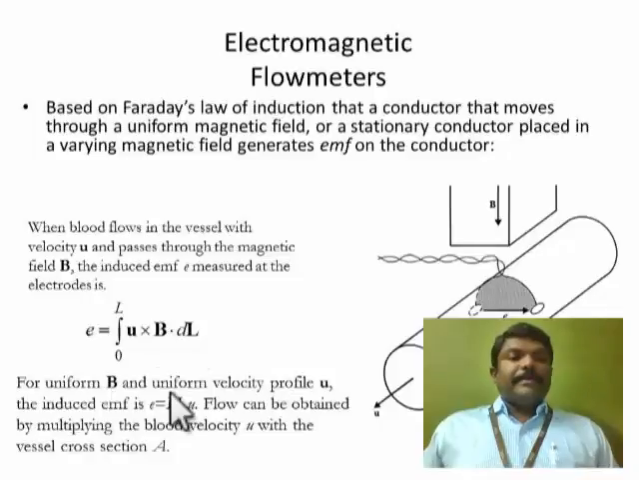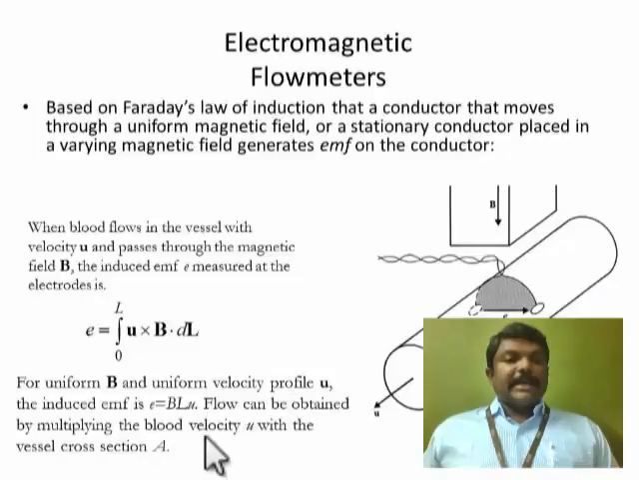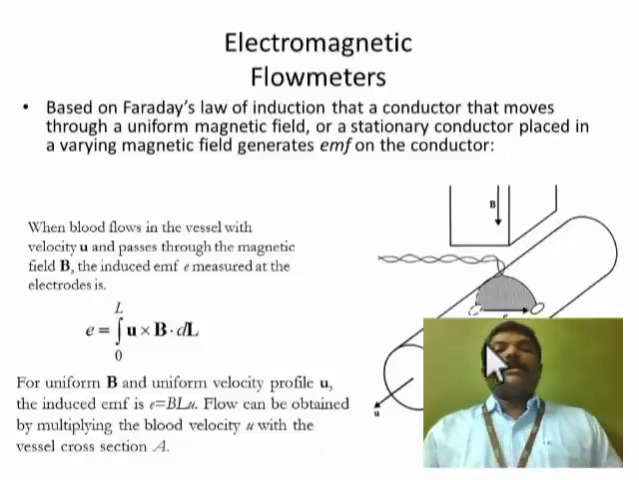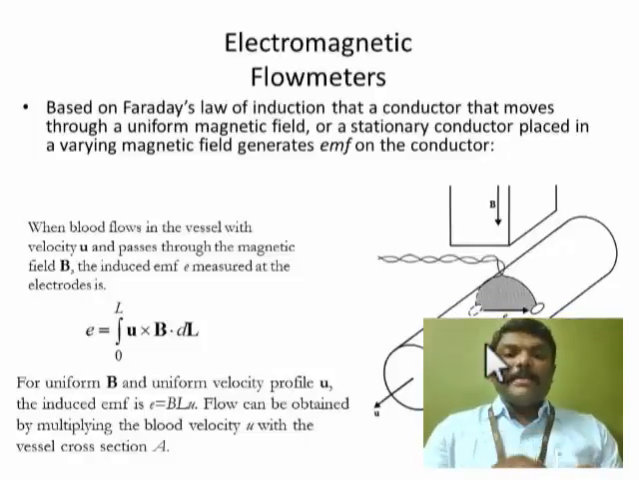So for a uniform magnetic field B, a uniform velocity profile U, and conductor length L, the induced EMF E is given by E = BLU, where E is the electromotive force induced by the magnetic field in the moving conductor, U is the velocity, and the cross-sectional area is A. Now from this, the summary is that the induced EMF E is proportional to the velocity.